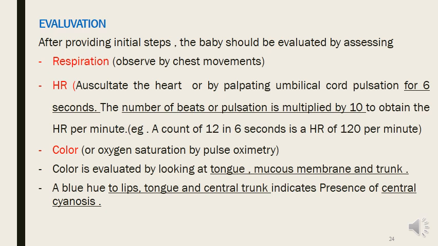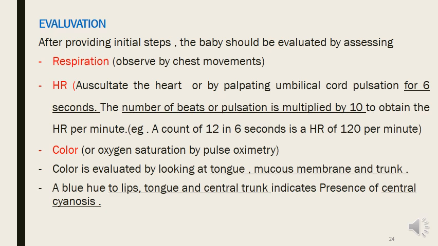And next we can evaluate the color of the baby, or oxygen saturation by pulse oximetry. The color is evaluated by observing the tongue, mucous membrane or trunk of the baby. If the baby has blue lips or tongue or a color change in central areas, it indicates the presence of central cyanosis.